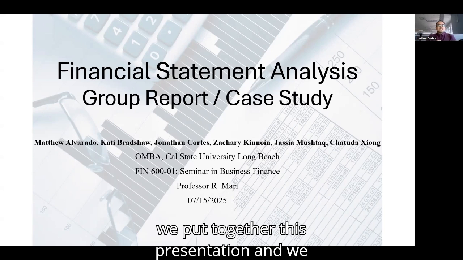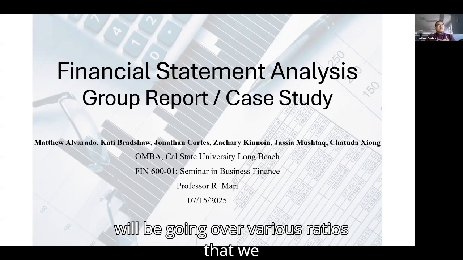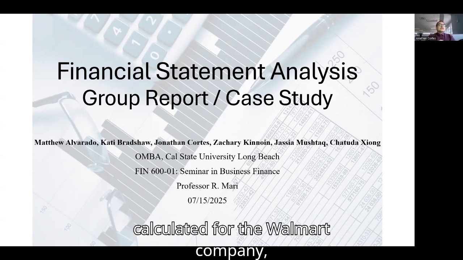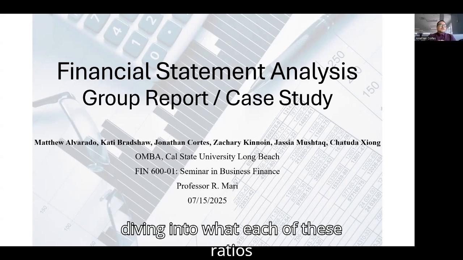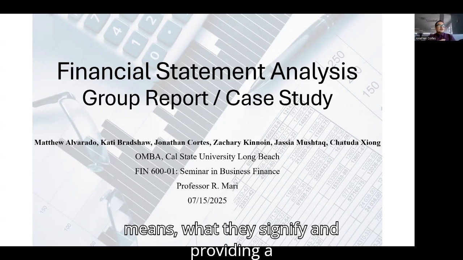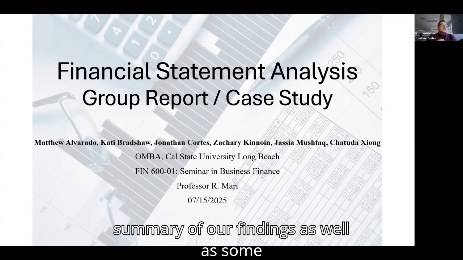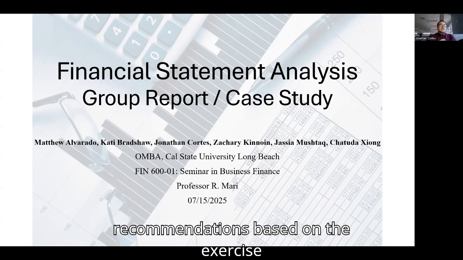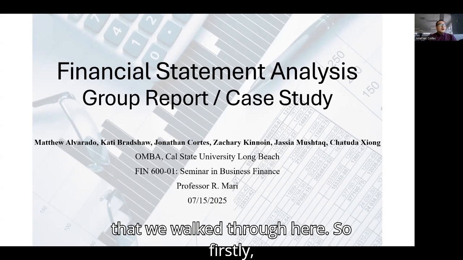We put together this presentation and we will be going over various ratios that we calculated for the Walmart company, diving into what each of these ratios means, what they signify, and providing a summary of our findings, as well as some recommendations based on the exercise that we walked through here.